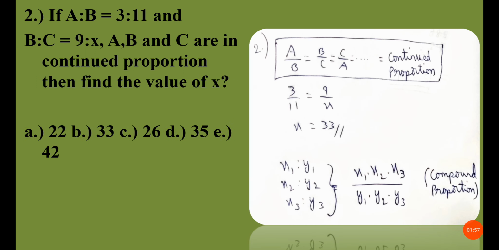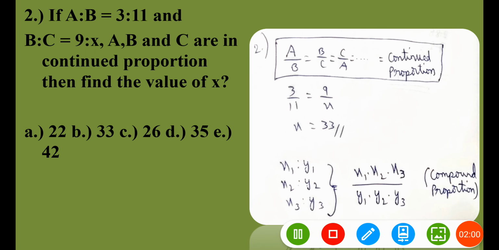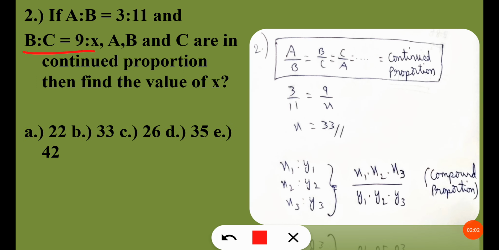Moving to the second question. If A is to B equals 3 is to 11 and B is to C equals 9 is to X, and A, B and C are in continued proportion, then find the value of X. The word continued proportion is very important over here.